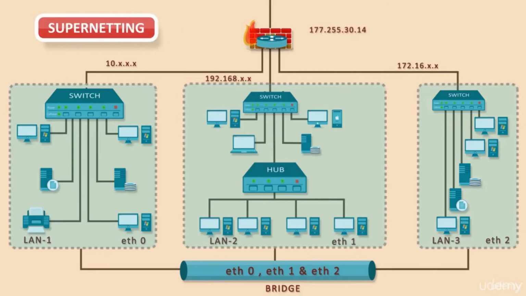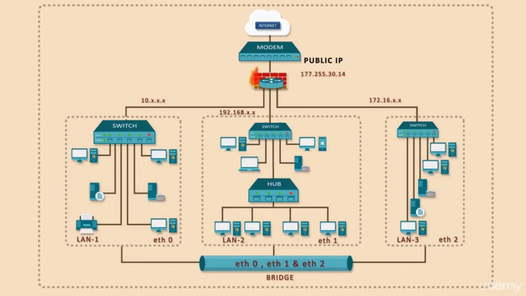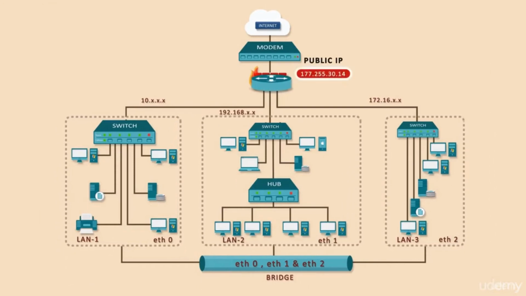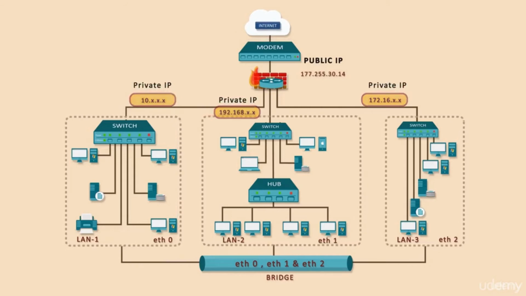The IP address assigned at the router point is the public IP, and this entire network connected to this router is identified with this IP by the other systems on the internet. The IP address of each and every system inside the network is its private IP. This IP is not known outside the network.